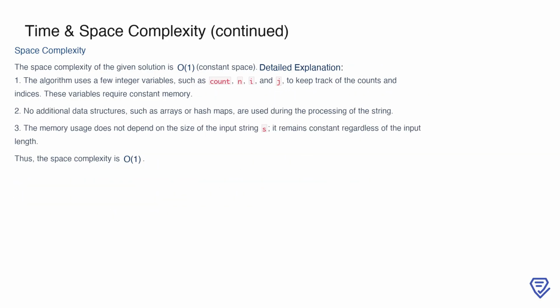The space complexity of this solution is O(1), meaning it uses constant space regardless of the size of the input. This is because the algorithm only utilizes a few integer variables, such as count, n, I, and j, to manage indices and counts during the computation. These variables do not scale with the input size, they occupy the same amount of memory no matter how long the string is. Furthermore, the solution avoids using any additional data structures like arrays or hash maps, which would otherwise increase memory usage. Since the memory requirements remain fixed and independent of the length of the string s, the space complexity is classified as O(1).